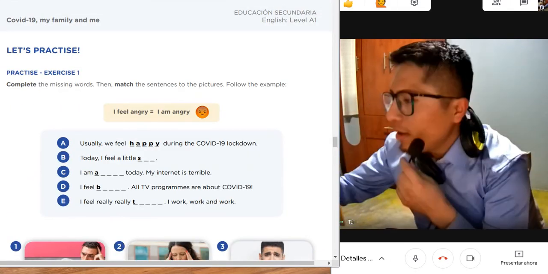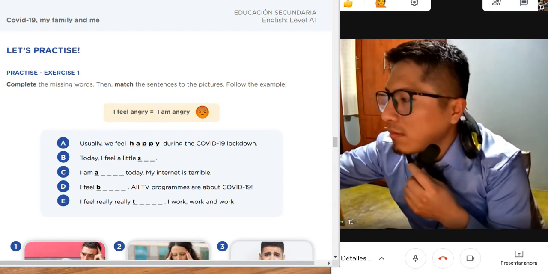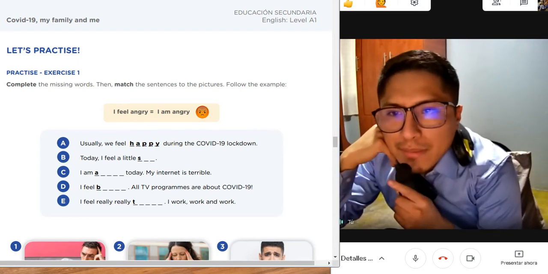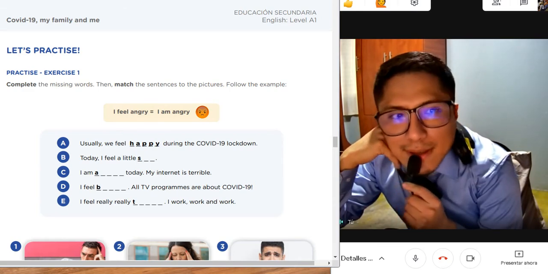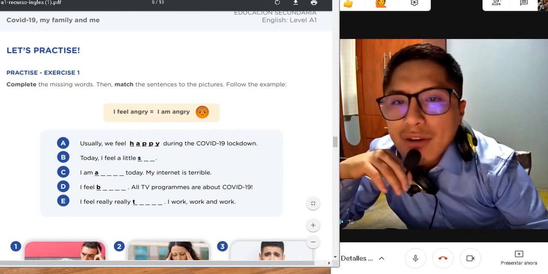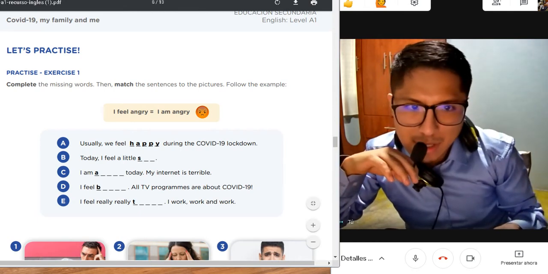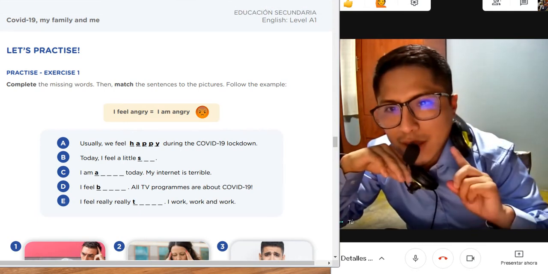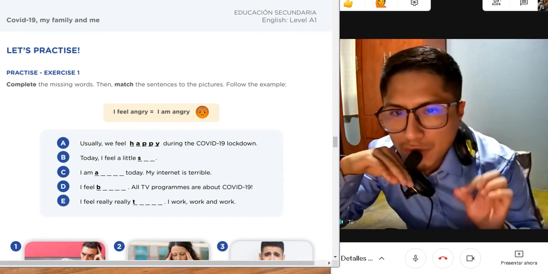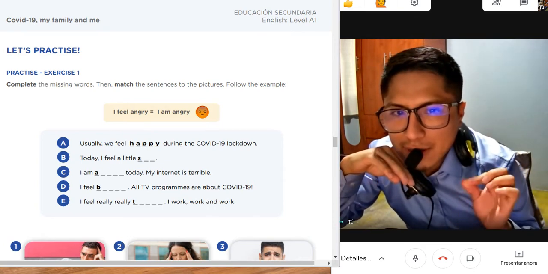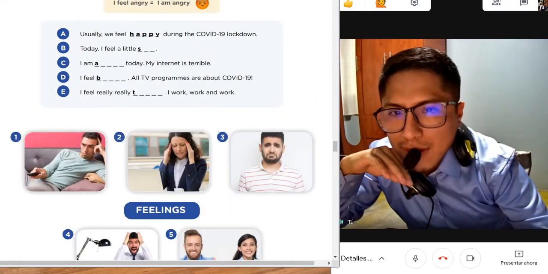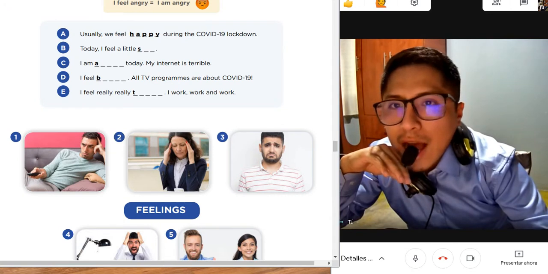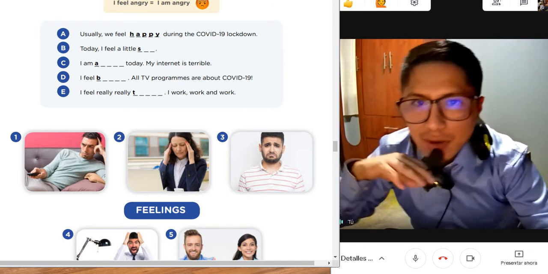Let's continue. Here says complete the missing words, then match the sentences to the pictures. Follow the example. I feel angry. I am angry. Here says usually we feel happy during the COVID-19 lockdown. This is an example. Right here we have more. Today I feel a little, and you match, right? You write the correct adjective.